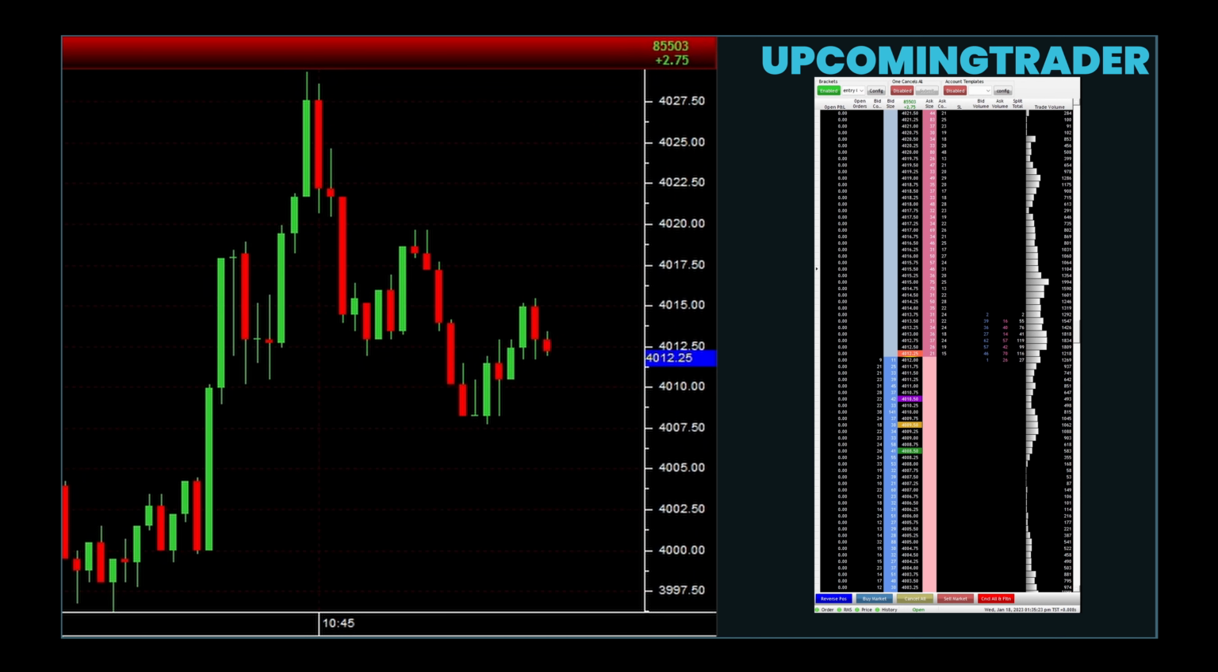Double tops and double bottoms are also reversal patterns. A double top looks like an M and suggests that a bullish trend is losing momentum and might reverse into a bearish trend. A double bottom looks like a W and indicates that a bearish trend might be reversing into a bullish trend. When these patterns form near exponential moving averages, they can provide strong buy or sell signals.